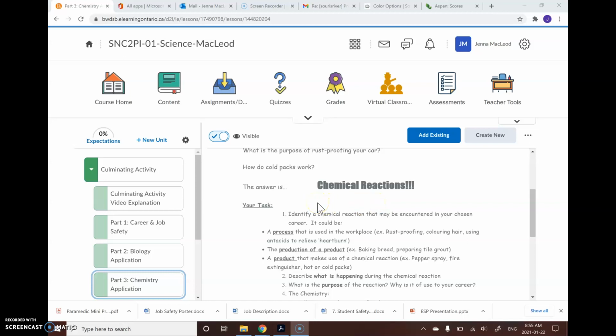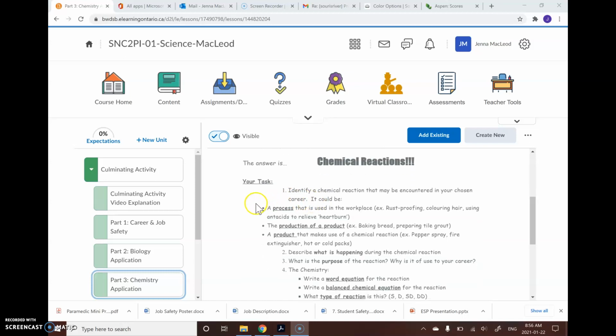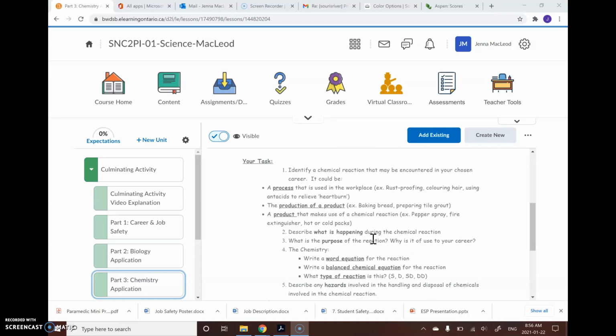It could be a process that's used in the workplace, like rust proofing, coloring hair, or using antacids to relieve heartburn. Or it could be the production of a product, something like baking bread or preparing tile grout. Or a product that makes use of a chemical reaction, like how pepper spray works, or a fire extinguisher, or a hot or cold pack, or how a battery works.